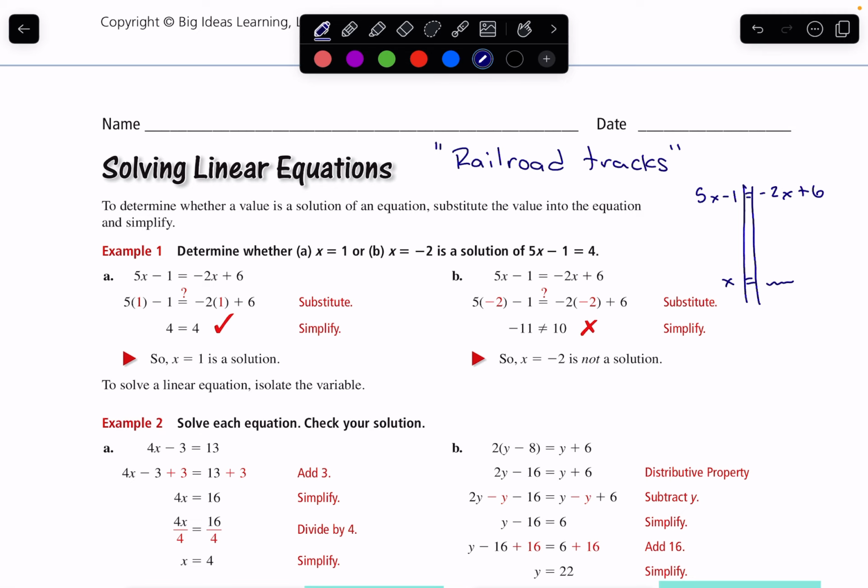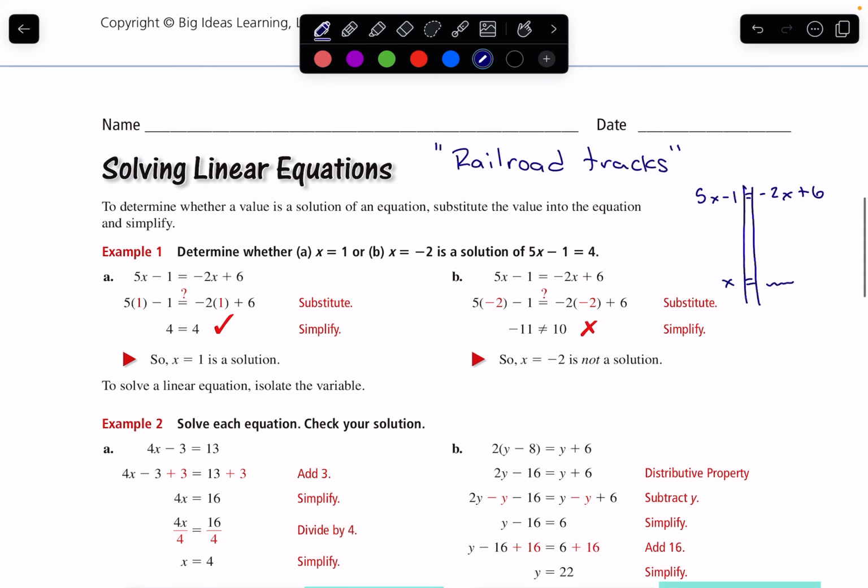That's how you know it's a solution to the equation. If you plug in a number and it makes the equation false, then that is not a solution to the equation. So this first example wants you to plug in a couple of numbers to see if they are a solution to the equation. So the first thing it wants you to plug in is a 1.